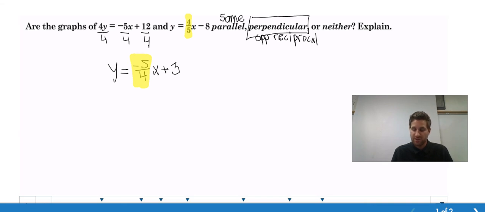If they were the same slope, we'd say parallel. If they were neither one of those two, then it would be neither.